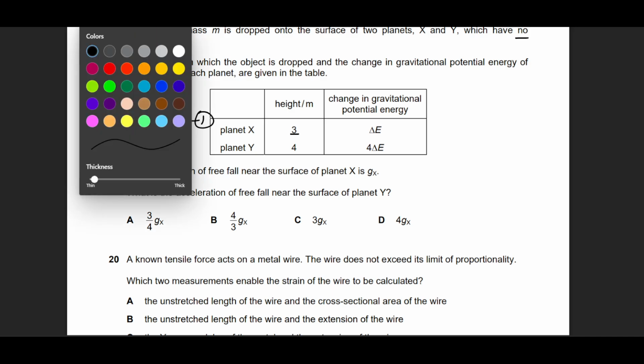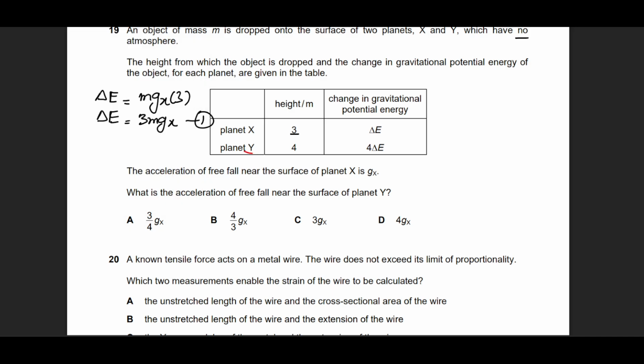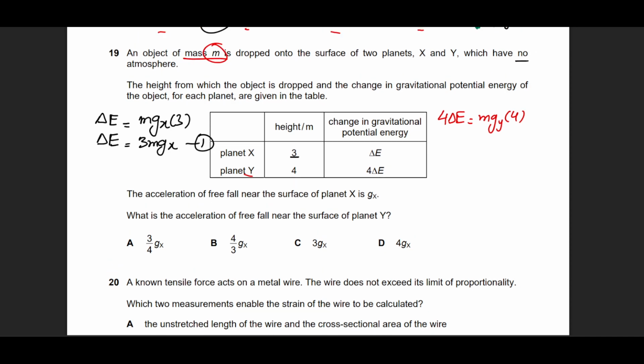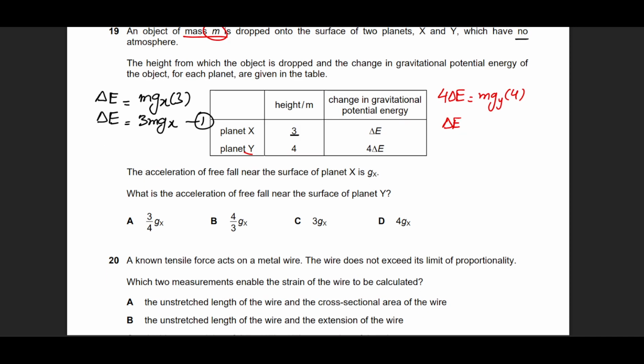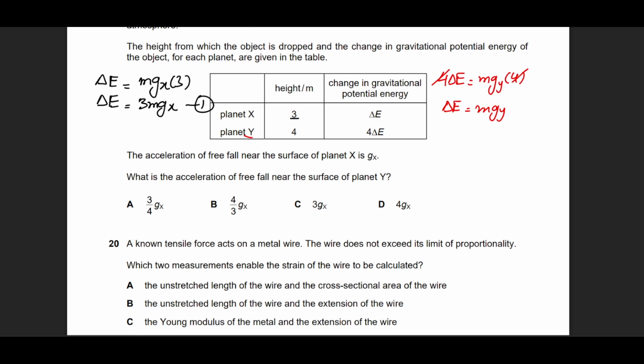Let's formulate this for the second one, which is the planet Y. So for planet Y, I have delta E equals mgy into 4, which is the height. You see, the same mass is being dropped on both surfaces. That's why the letter m is going to be the same. So I realize that delta E is equal to mgy, because the 4 is going to get cancelled from both sides in terms of mathematics at least. So this is equation number 2.